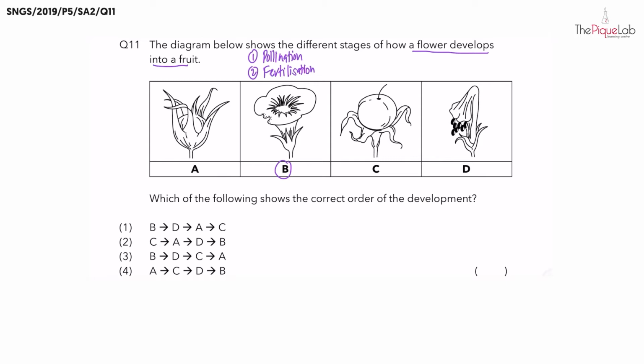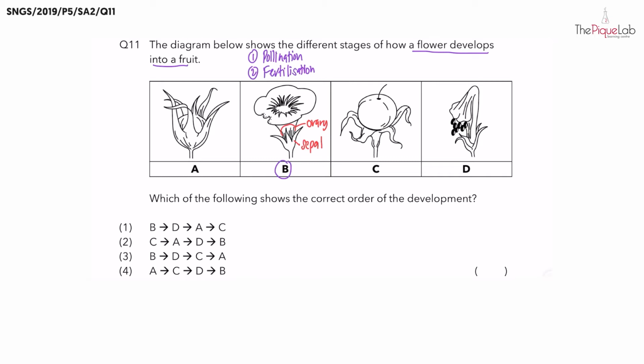What is the structure that actually changes to become the fruit? That is the ovary. I'm going to circle it here and label it the ovary. Remember, the ovary is hidden inside the petal. And this structure that I'm labeling here is known as the sepal. The sepal protects the flower before it blooms.